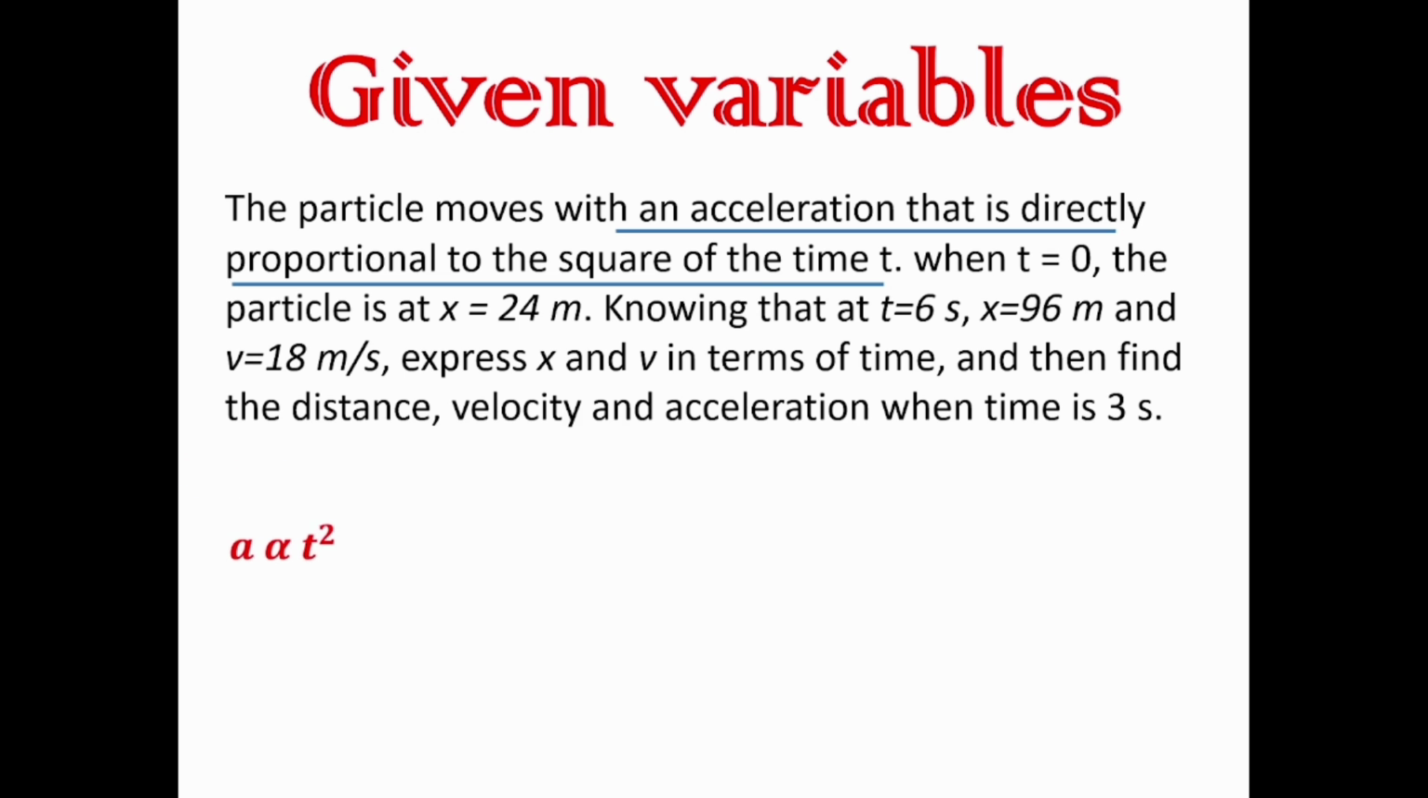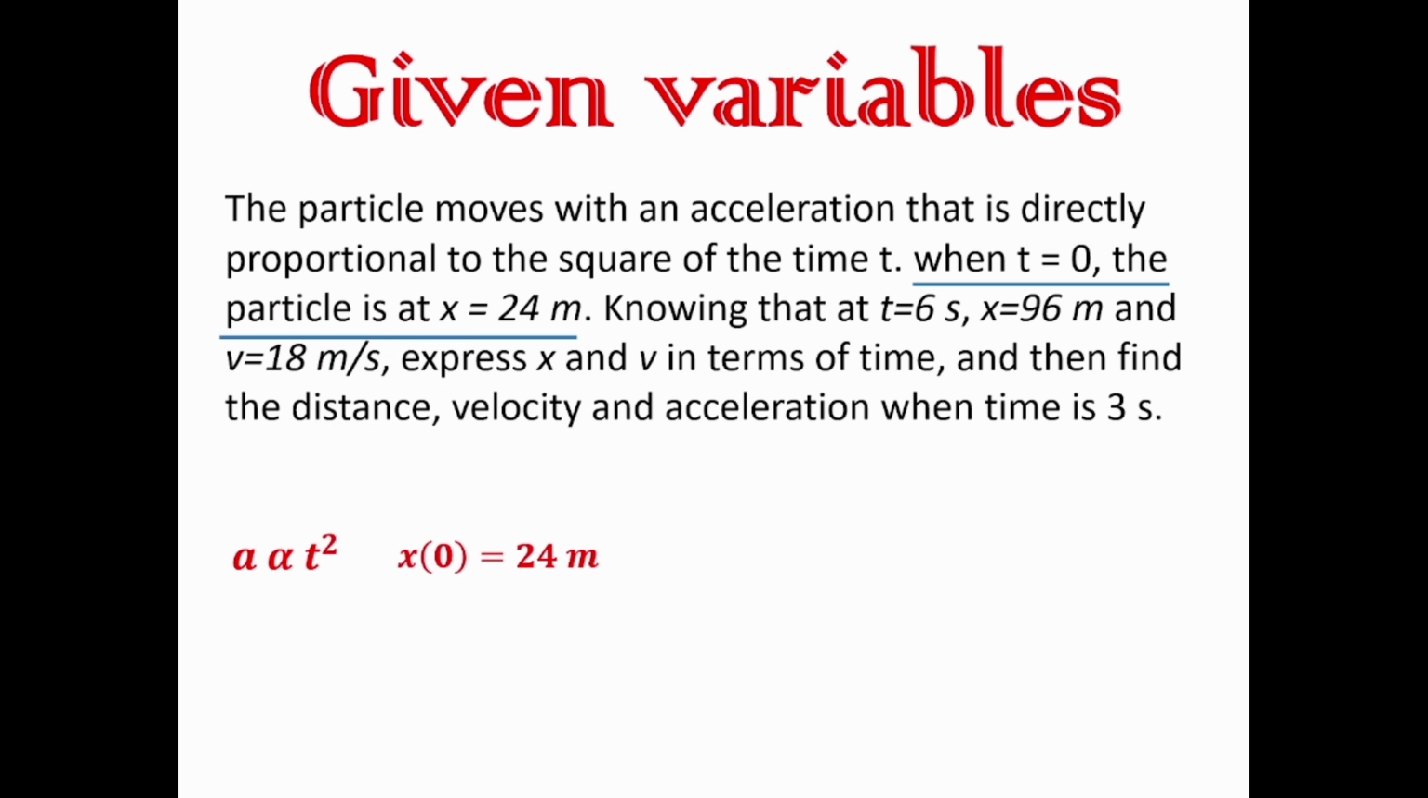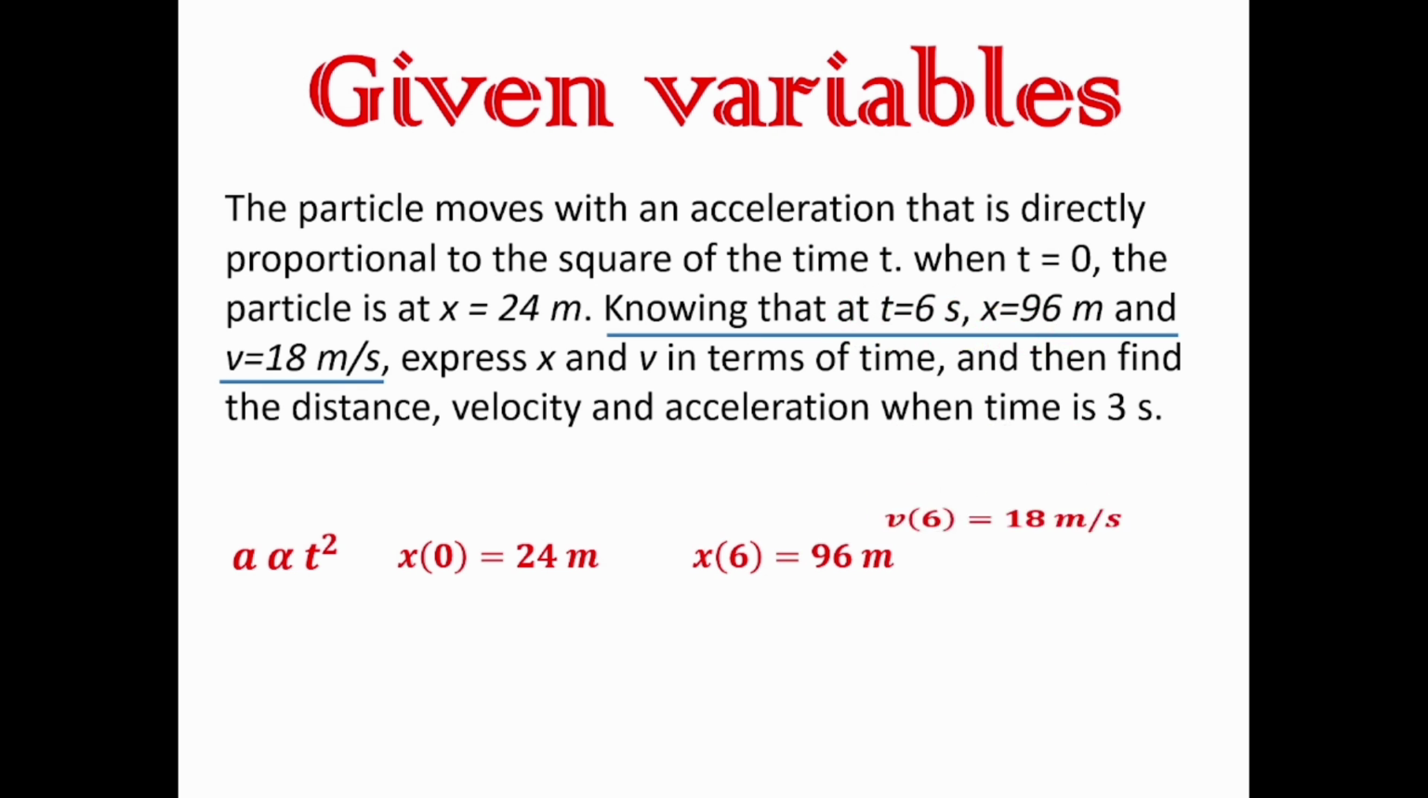That is to say, a is proportional to t squared. And also, when t is equal to 0, the particle is at the position x equal to 24 meters. So we have that x naught is equal to 24 meters. Also, we're told that when t is equal to 6 seconds, the distance x is equal to 96 meters, and the velocity is 18 meters per second. So x6, the displacement when the time is 6 seconds, is 96 meters, and the velocity when the time is 6 seconds is 18 meters per second.